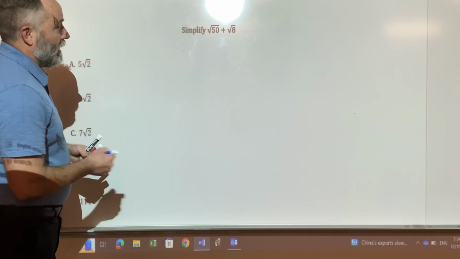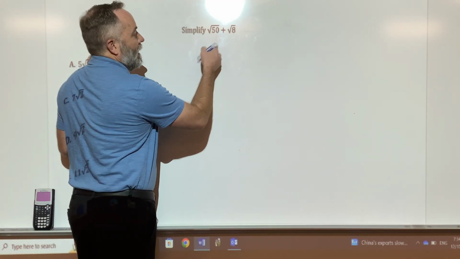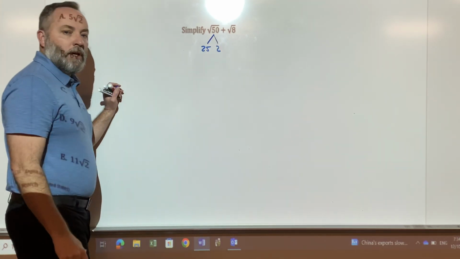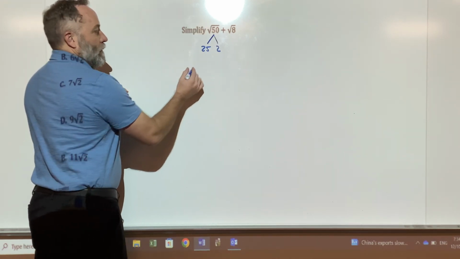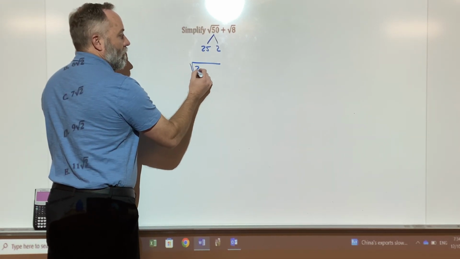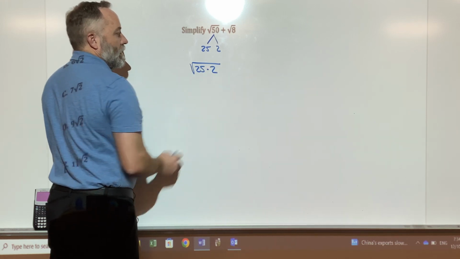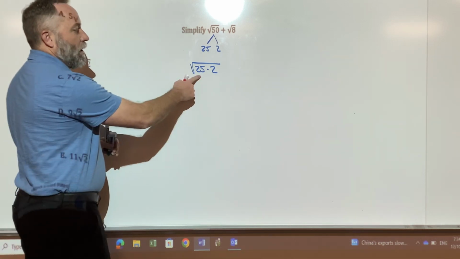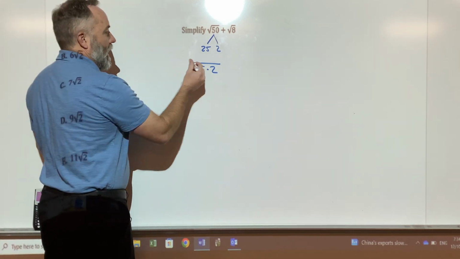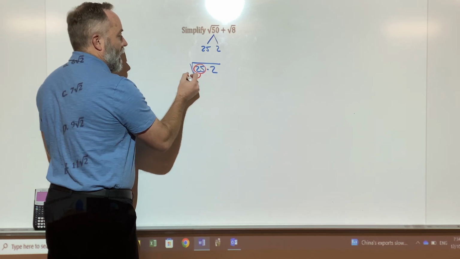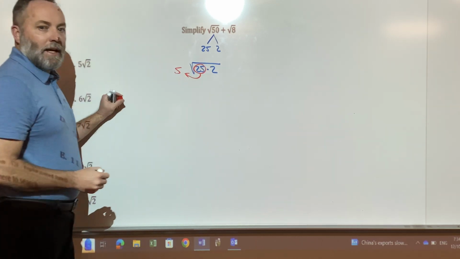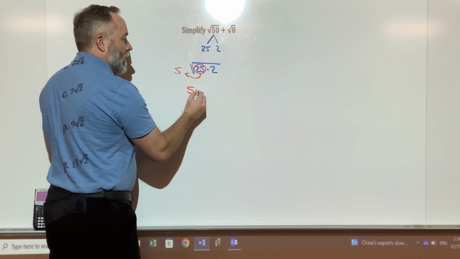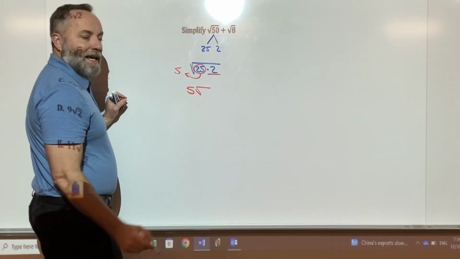So if I look at 50, the largest perfect square I can see that factors out of 50 is 25. So 25 times 2 is 50. And these values are still within the radical. So it's kind of like saying it's the square root of 25 times 2. All right, and then we know a perfect square, the square root of 25 is 5. So we know that the square root of 25 is just going to be 5, and that comes outside of the radical. So this simplifies to be 5 times the square root of whatever's left inside, and in this case, 2.